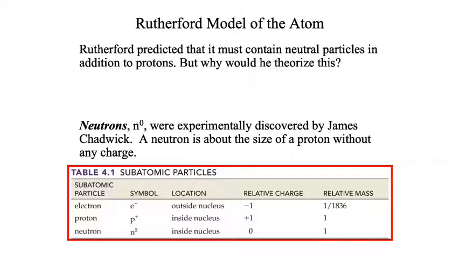Right. This table is in your textbook. It's table 4.1. We will see it show up again in a slightly different version later in the slides. Does it say 1 over? It says 1 over 1,836. A lot of textbooks will push for super accuracy, even when that accuracy is not useful.